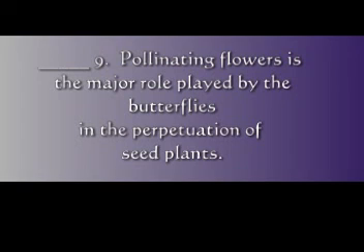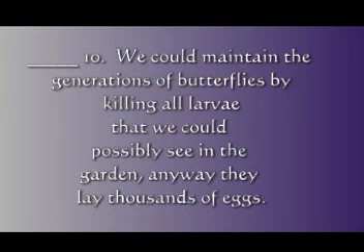Number 9. Pollinating flowers is the major role played by the butterflies in the perpetuation of seed plants. Number 10. We could maintain the generations of butterflies by killing all larvae that we could possibly see in the garden. Anyway, they lay thousands of eggs.